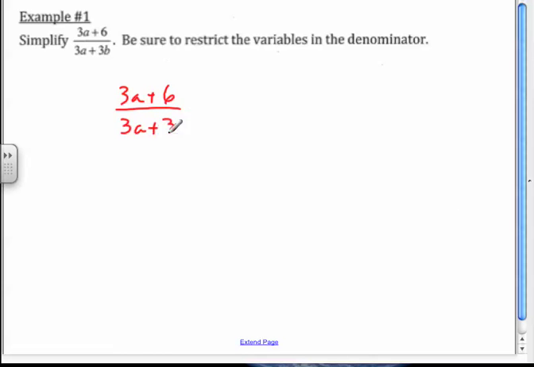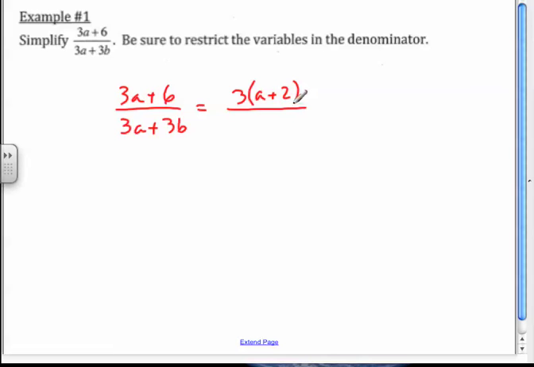Okay, well, let's look at this. What do I need to do first, Chris, to factor the numerator? Okay, there, a 3 goes into all of them. We look for something that goes into each term, right? So I'm going to get 3 times a plus 2. Nice. Okay. Now, what do I need to do?